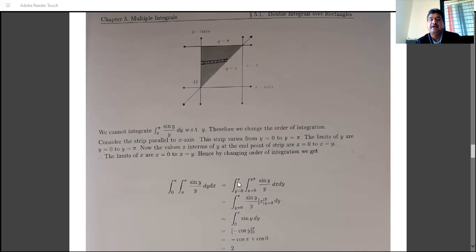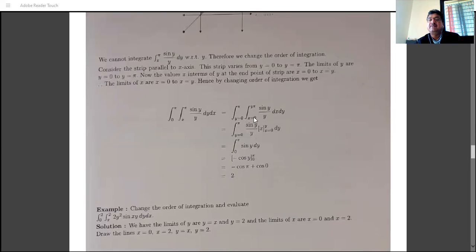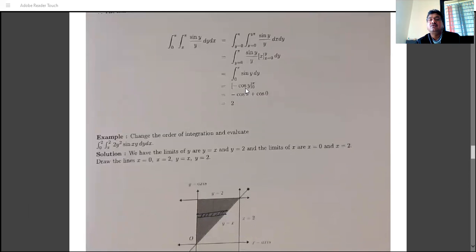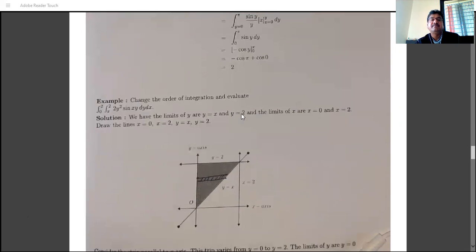Y is 0 to pi, and then sin y by y is constant, so its integration with respect to x is sin y by y times x. X runs from 0 to y, upper limit minus lower limit. So we have y minus 0, that is y, and y gets cancelled. Sin y, its integration is minus cos y, and so the answer is minus cos pi plus cos 0, value at upper limit minus value at lower limit. Cos pi is minus 1, so minus becomes plus 1, cos 0 is 1, 1 plus 1 is 2, the answer.